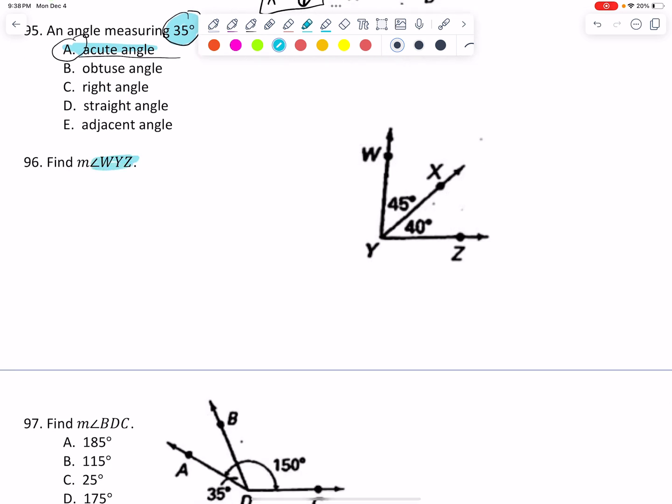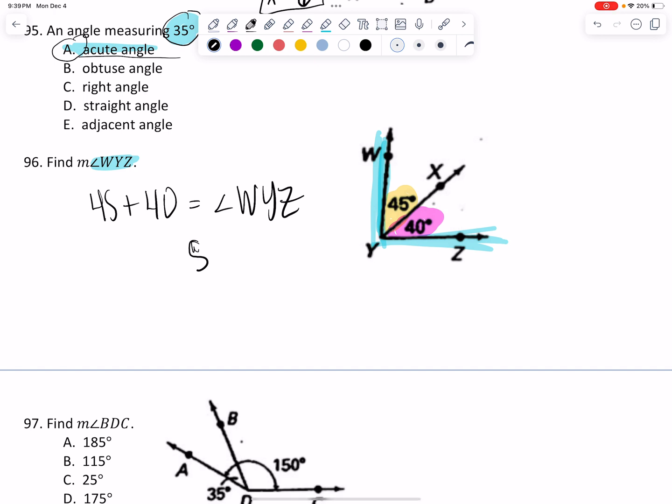Find W, Y, Z. Starting at W, going to Y, going to Z. This is the angle addition postulate. It says if this yellow piece of the angle is sitting next to this pink piece of the angle, then yellow plus pink adds up to blue. And so what I'd say is 45 plus 40 equals the measure of angle WYZ. And so that is going to be 85 degrees.